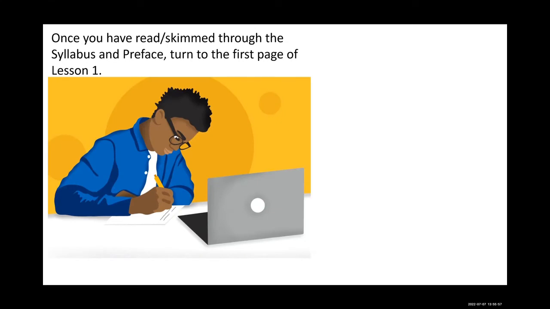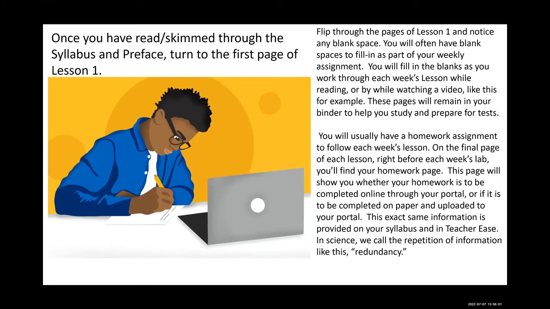So once you have skimmed and read through the syllabus and the preface, go ahead and turn to the first page of lesson 1. Flip through the pages of lesson 1 and notice any blank space. You're going to very often have blank spaces to fill in as part of your weekly assignment. Sometimes it's going to be part of a worksheet. Sometimes it'll be what we call slotted notes, which will basically be like a traditional outline format with words missing that you're going to want to fill in.